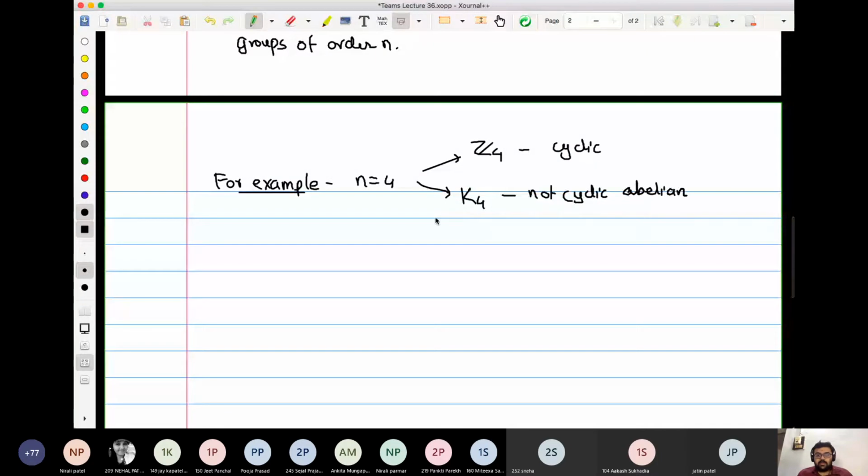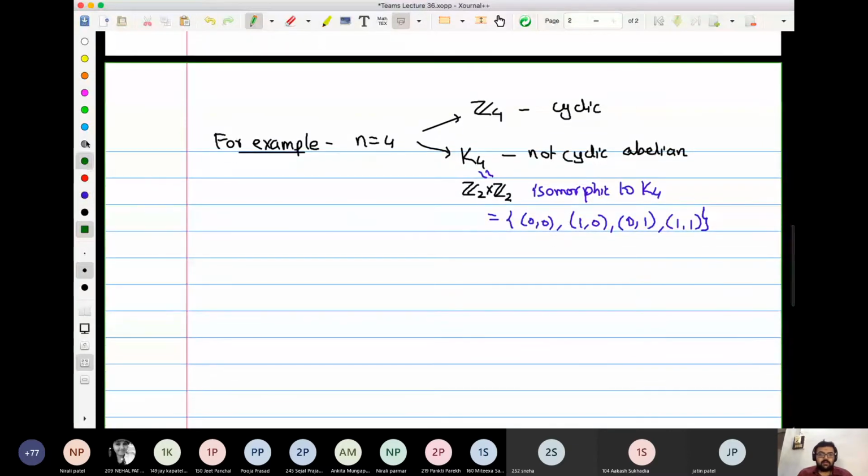And what about other groups? We have Z2 cross Z2. This is also a group of order 4. But Z2 cross Z2, as we discussed in the last class, is isomorphic to the Klein four group. Why? Because its elements are (0,0), (1,0), (0,1), and (1,1). So this is also like E, A, B, and C.